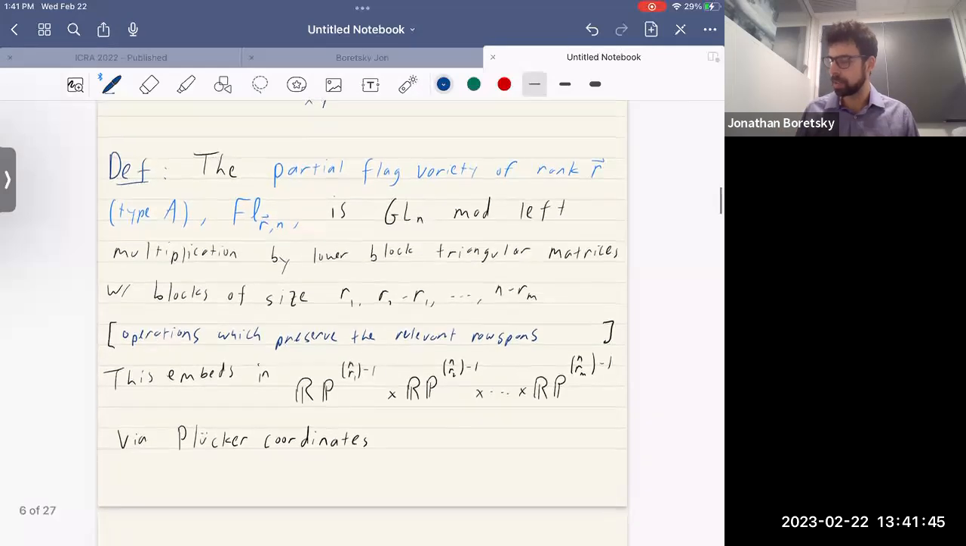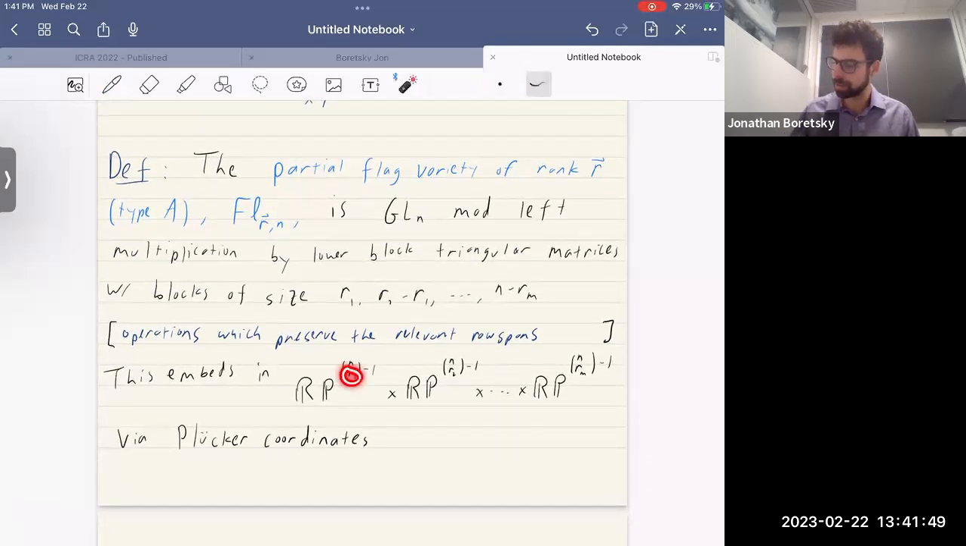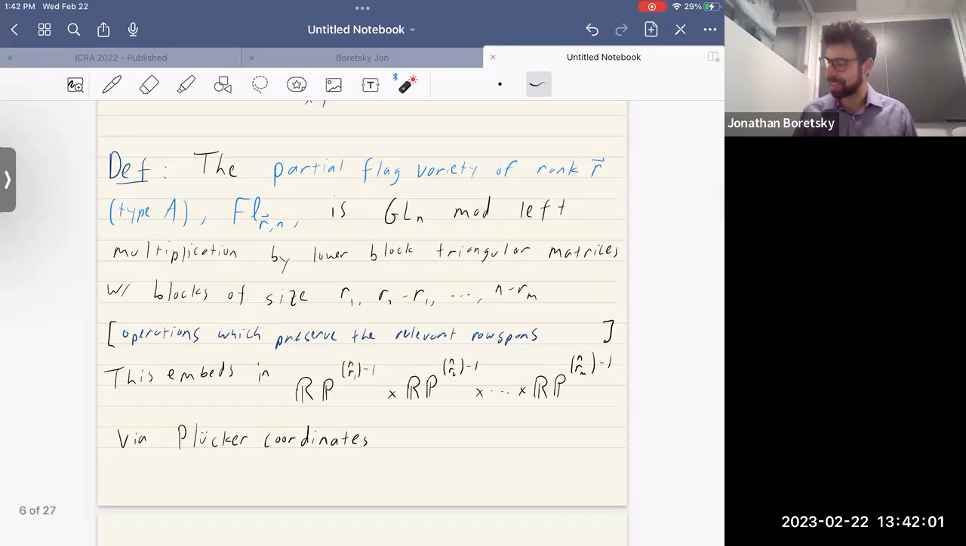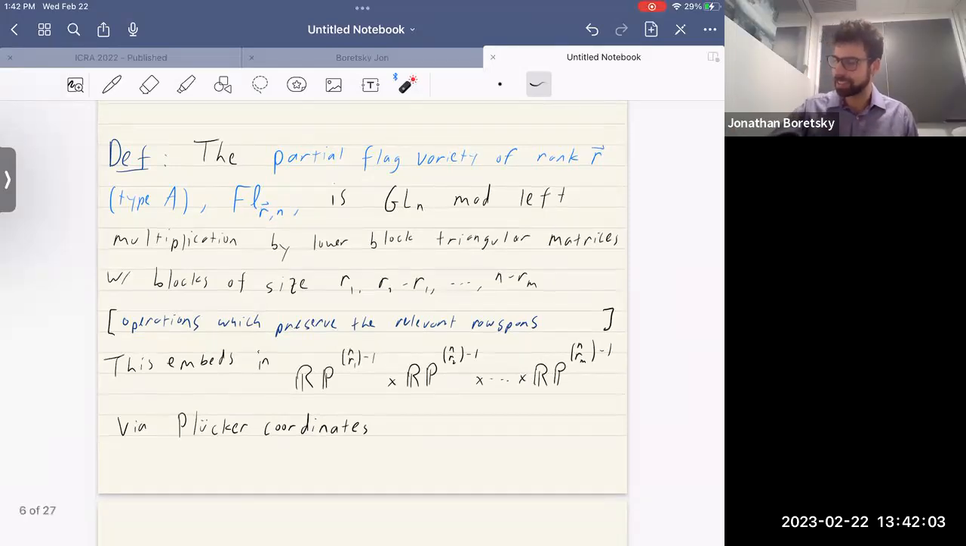And then this embeds in a product of projective spaces, this time with the r_i's down here, as Stefan just pointed out. Sorry, is it Stephen or Stefan? It's Stefan, but Steven is fine. Sorry. As Stefan just pointed out, and this is going to be our variety.